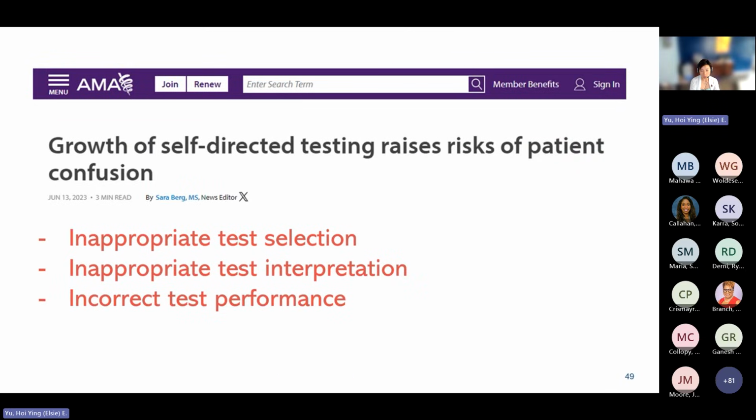With the increased use of at-home testing, the AMA, which is the American Medical Association, also has concerns and has this article that says growth of self-directed testing raises risk of patient confusion. And a lot of it has to do with either inappropriate test interpretation, which is what I was just talking about, or inappropriate test selection, and sometimes incorrect test performance.